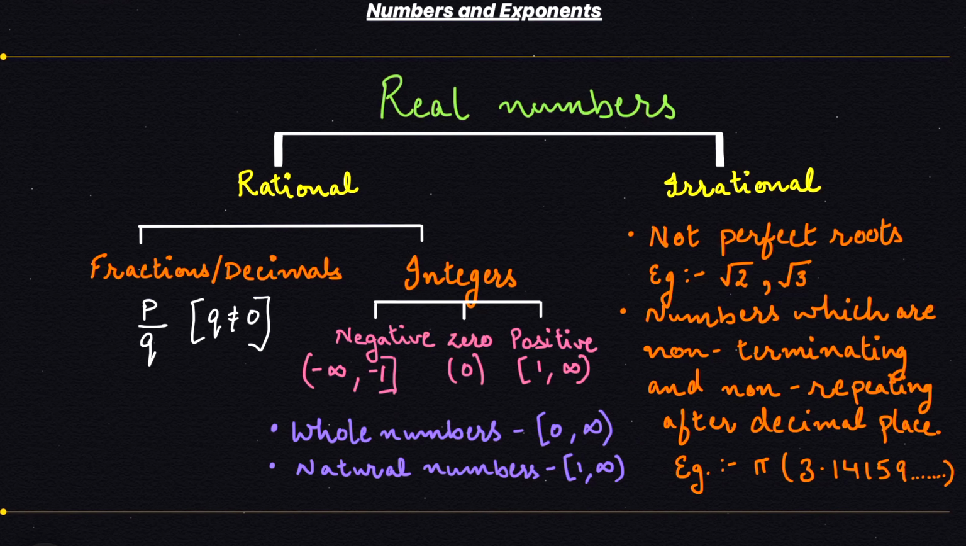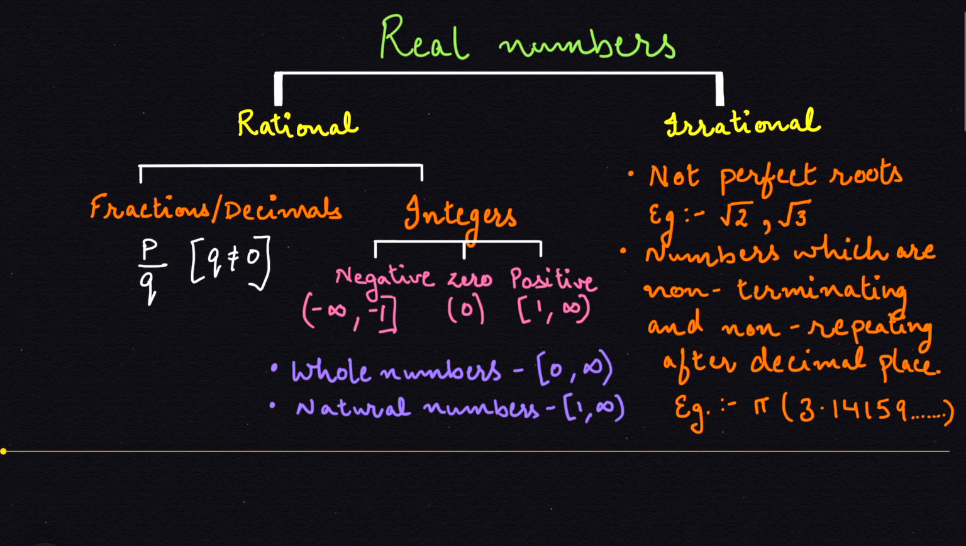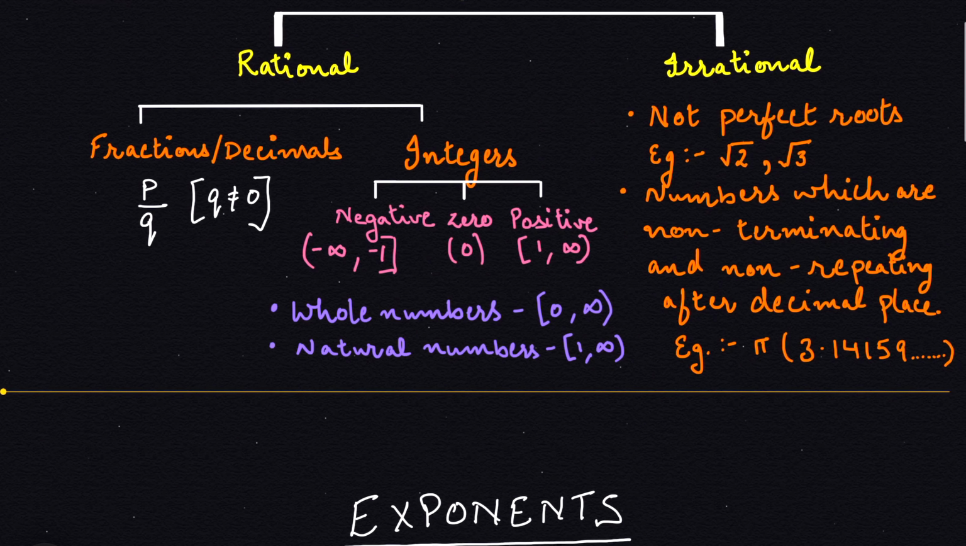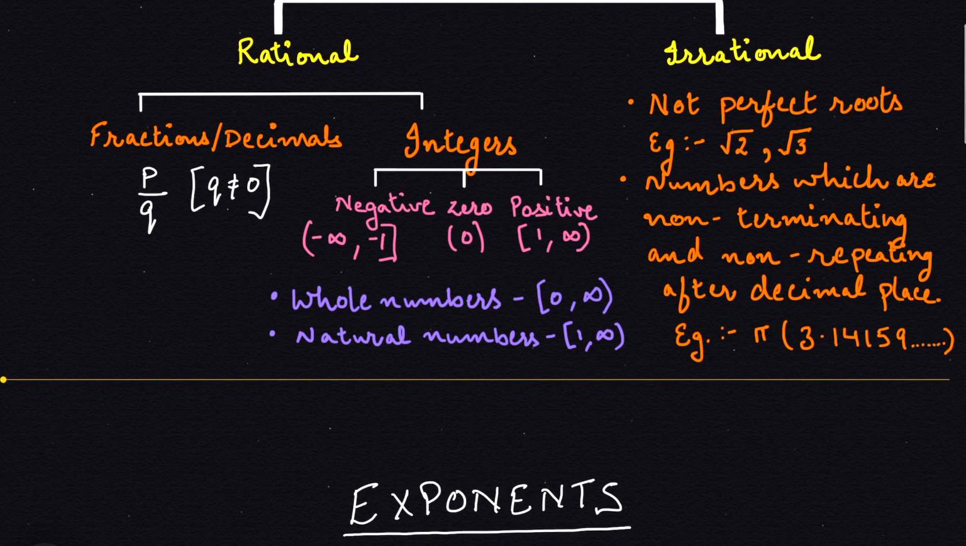Integers are numbers without any decimal place. It includes negative, positive and 0. Negative integers range from -1 to negative infinity. Positive integers range from 1 to infinity. Integers also include two types, whole numbers and natural numbers. Whole numbers range from 0 to infinity, whereas natural numbers range from 1 to infinity.